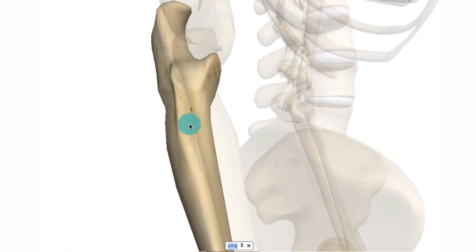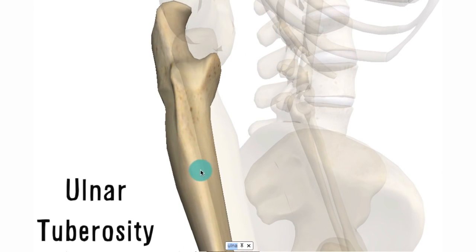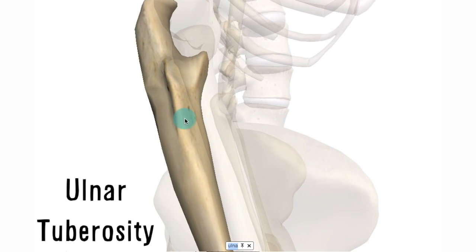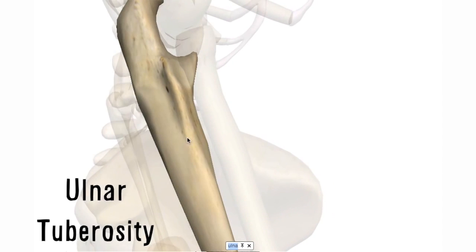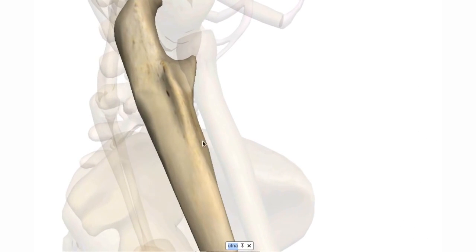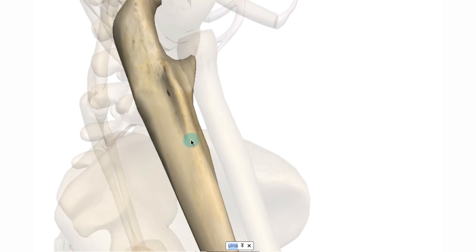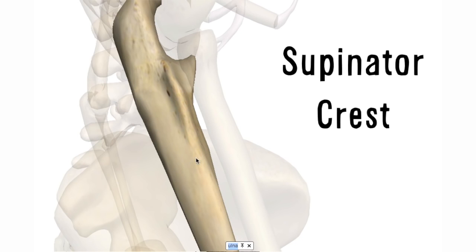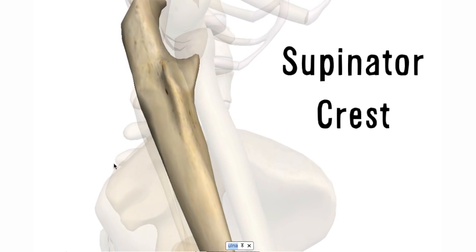Now the other structure that you can clearly see here is located right where the shaft originates, and this is known as the ulnar tuberosity. You see here an elevation, and this is the ulnar tuberosity. Now if you turn a little bit more laterally, you will find a crest, and this is known as the supinator crest, which looks like an extension of the radial notch.